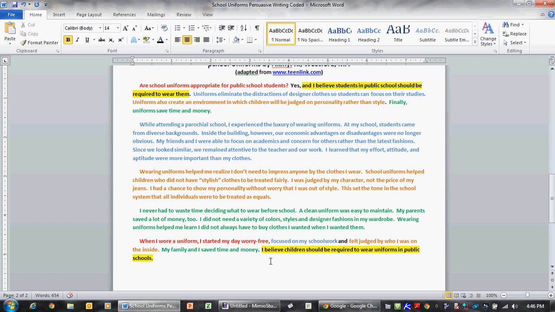They wrapped us up with a conclusion that restates the goal here in yellow at the very end, and preceded by the reminder of those reasons why the author wants us to do that, and even gives a little bit of a personal anecdote of their feelings. When I wore a uniform, I started my day worry-free. As you go to craft your own persuasive writing, keep these tips in mind.